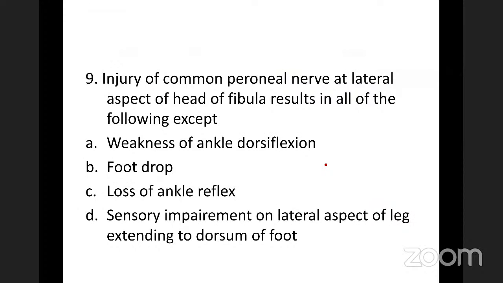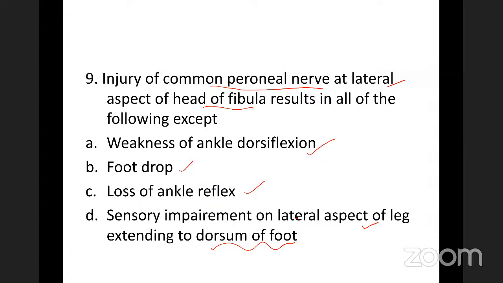Now, let us answer the question, students. Injury to the common peroneal nerve at the lateral aspect of the head of the fibula results in all of the following except: weakness of ankle dorsiflexion, foot drop, loss of ankle reflex, sensory impairment of the lateral aspect of the leg extending to the dorsum of the foot. Any idea, students? Make some guesses. C, ma'am.